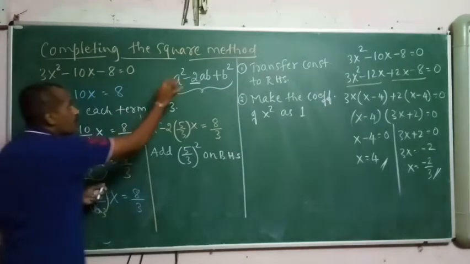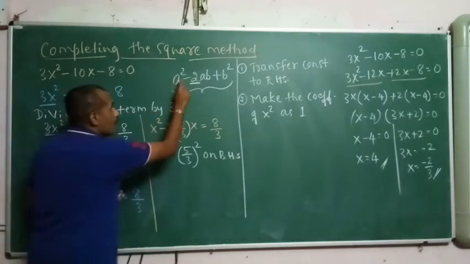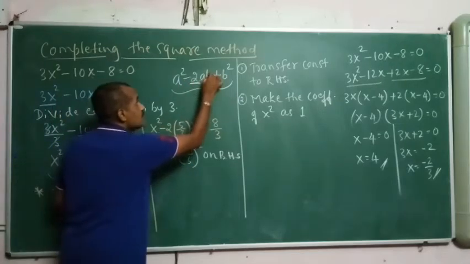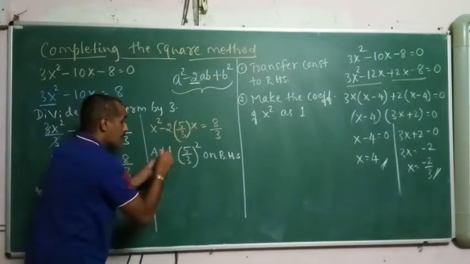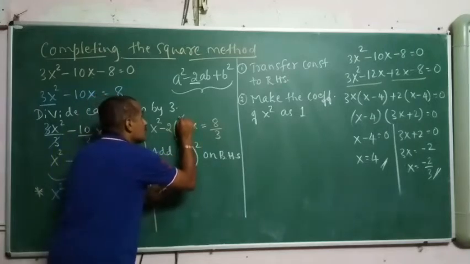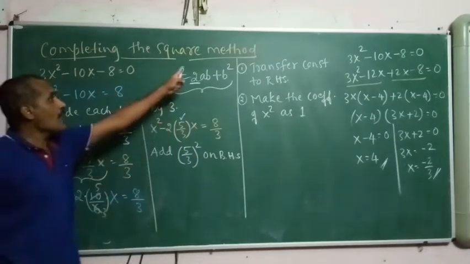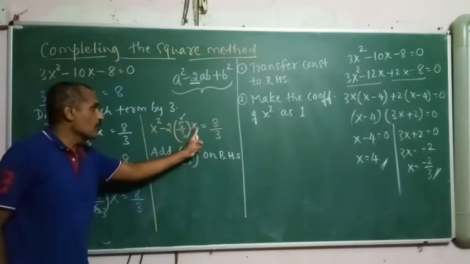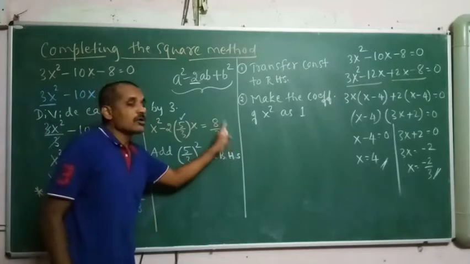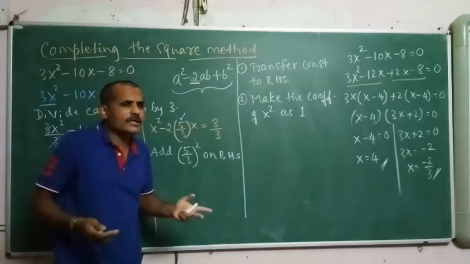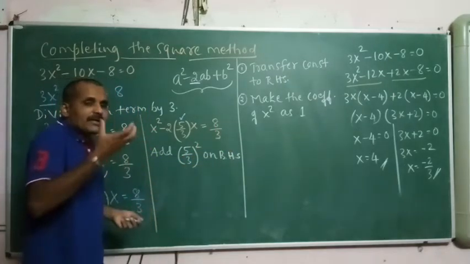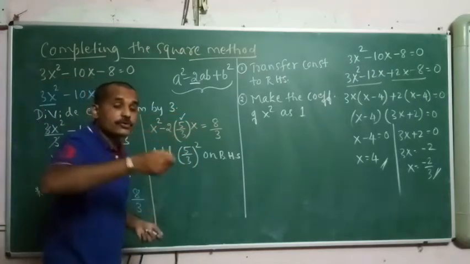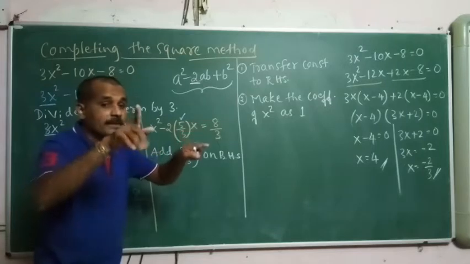Okay, see now. A square, it is here. Minus 2, it is here. A, it is here. This is b. My dear children, this 5 by 3 is called b. Now I want a b square term, so I will add 5 by 3 the whole square, nothing but b square, on both hand sides. Why should I add on both hand sides? Because whatever I add to the LHS, I have to add to the RHS also to balance the equation.